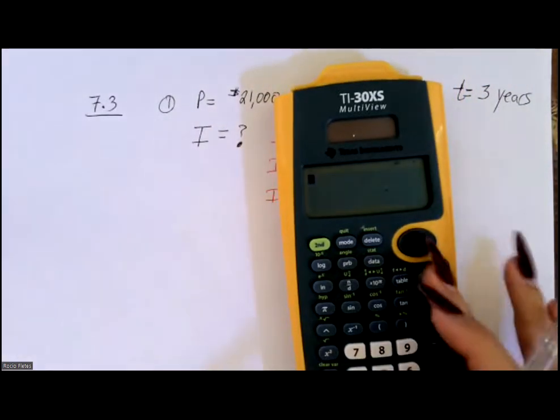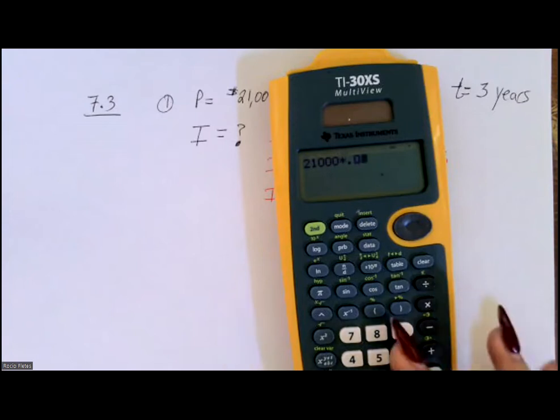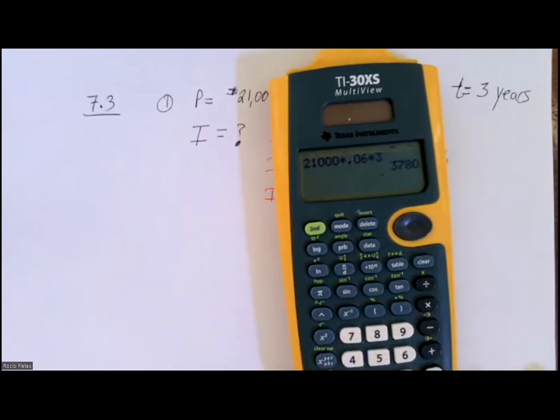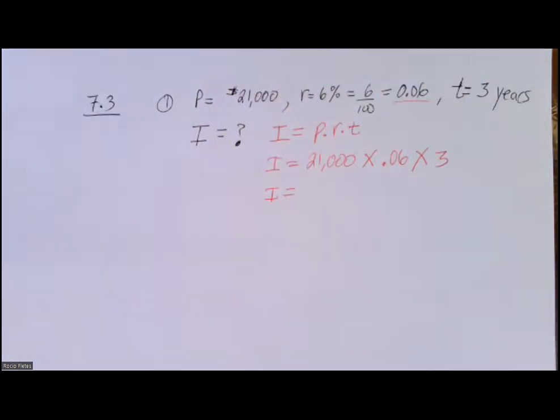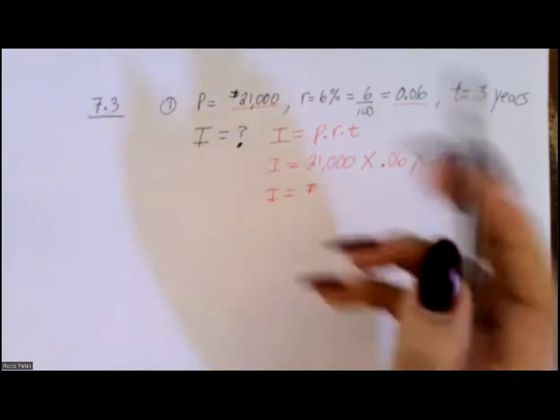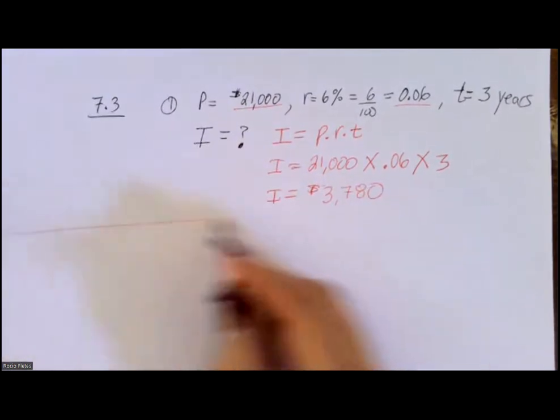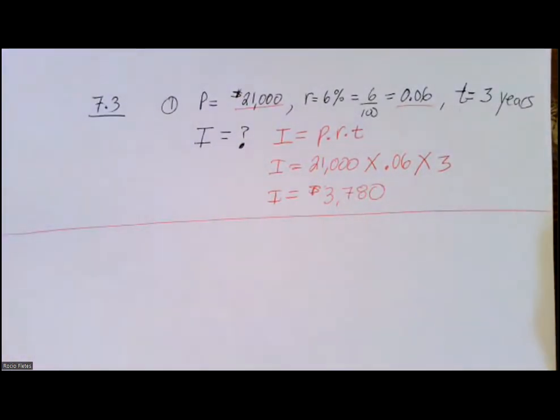So you use your calculator. You're going to enter 21,000 times 6%, times 3 years. And so we get 3,780 for the total amount of interest, which is a lot of interest, but then the loan had a high principal of 21,000. So we get $3,780 for the interest. All right, so that is number one, and let's move on to the next question.